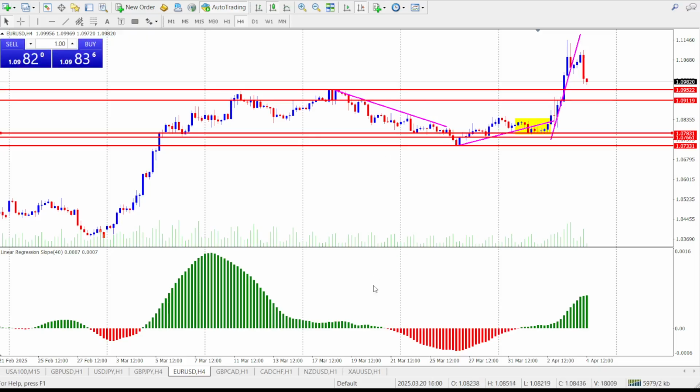Now, while the linear regression slope indicator is a fantastic tool for identifying momentum and trend strength, it is always recommended to use it in combination with other indicators or price action for more accurate entries and exits. And also, you should pay attention to good risk management. Do not trade with an amount that you cannot afford to lose, and ensure that you do not risk more than 1 to 2% of your account balance in a single trade.